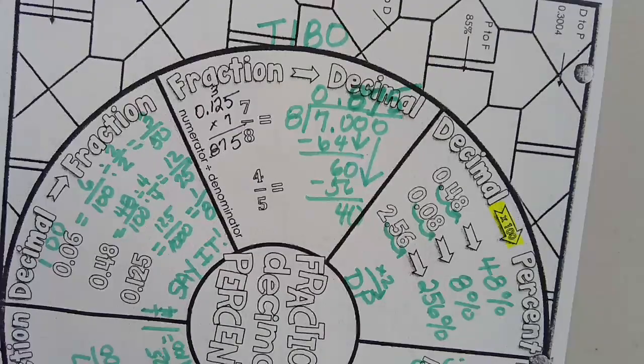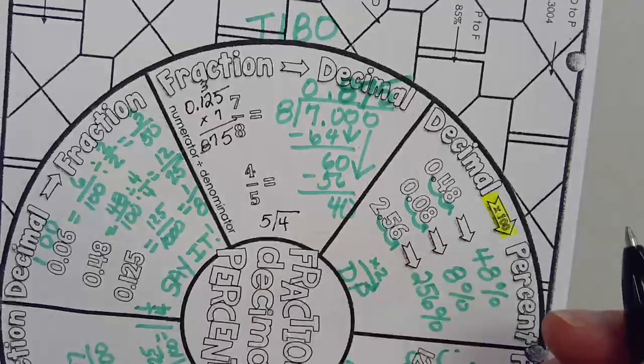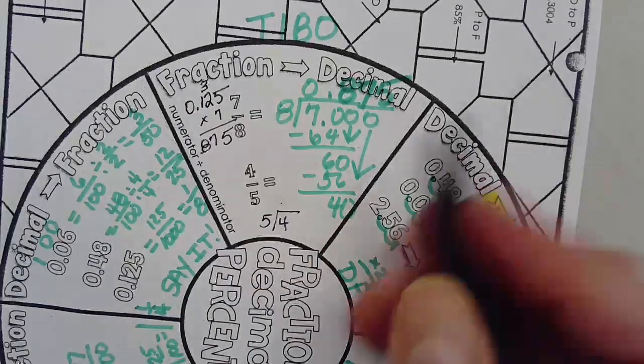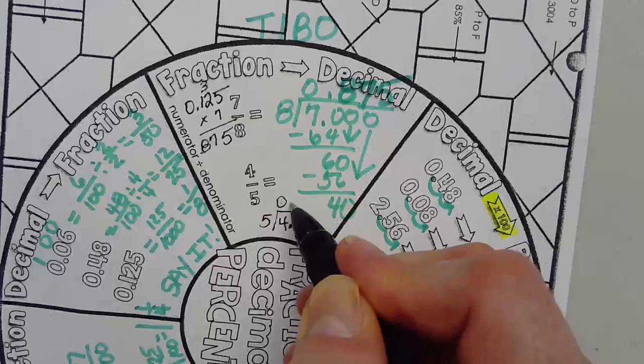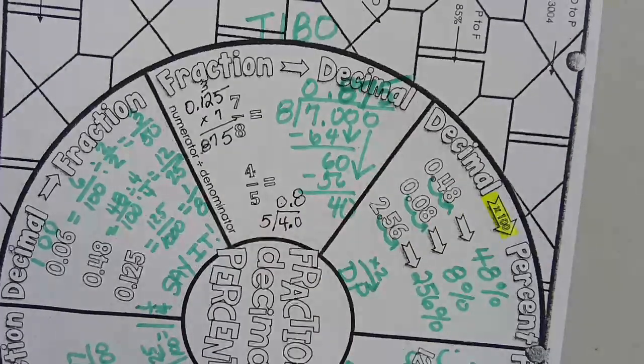If I have 4/5, changing it to a decimal, I could do long division. How many 5s are in 4? 0. How many 5s are in 40? 8. So it would be 8/10. Questions?